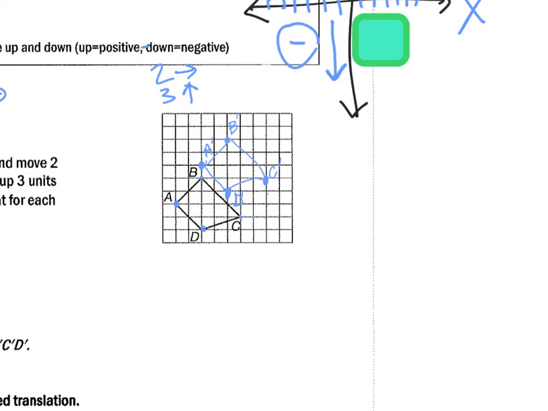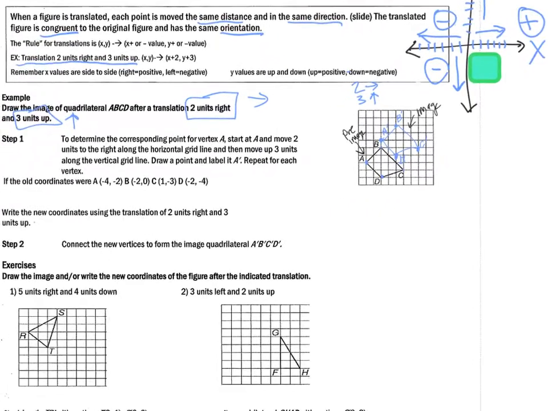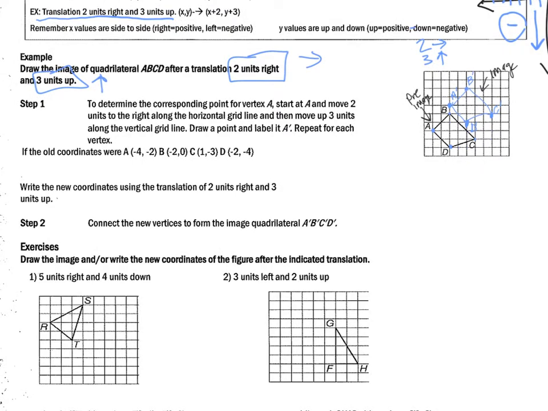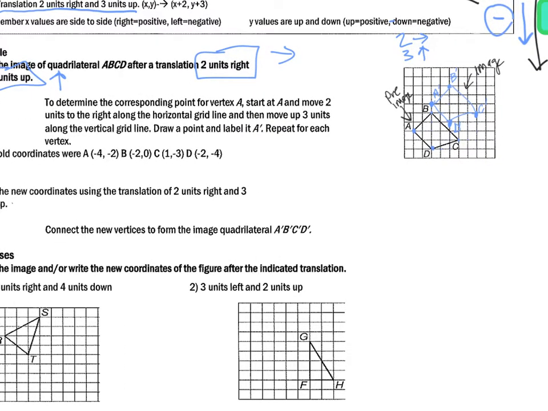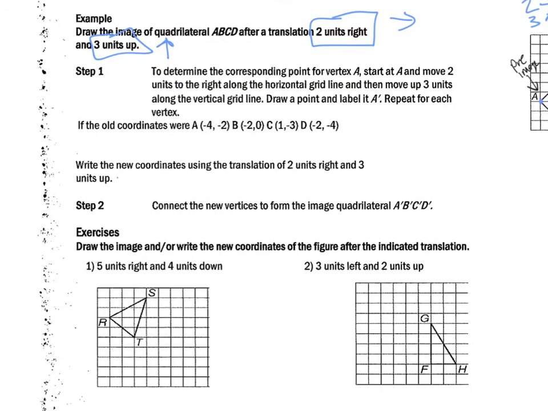Okay, so it's the same image, just slid up and to the right. So this is my pre-image, and this is my image. So the old coordinates were A (-4, -2), B (-2, 0), C (1, -3), D (-2, -4). And so you can write the new coordinates.